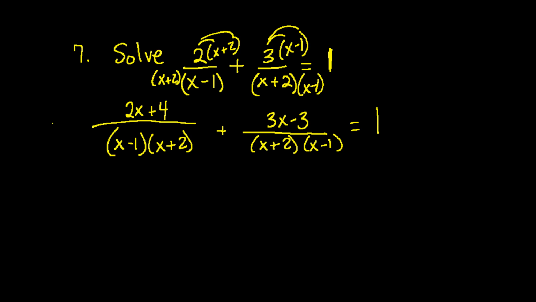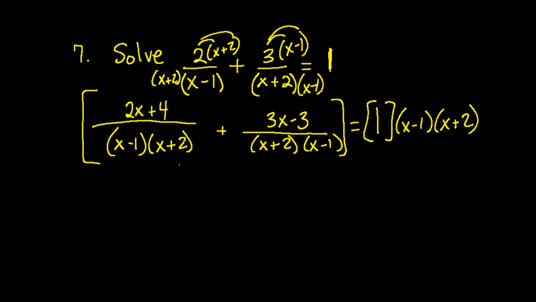I can see that if I multiply both sides of this equation by x minus 1 times x plus 2, then it would cancel out these denominators on the left side. So I would have 2x plus 4 plus 3x minus 3 on the left, meaning 2x plus 3x, which is 5x, and 4 minus 3, which is positive 1. On the right side, I have a 1 times x minus 1 times x plus 2. So I can kind of ignore the 1 and distribute or do FOIL on the two binomials.